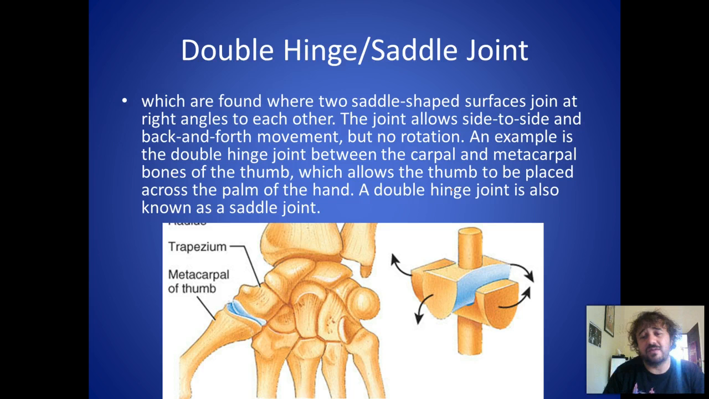The double hinge or the saddle joint, you can see how it looks like a saddle there, and the inverse of that sitting on top of each other. So they're at right angles. This gives you side to side and back and forth, no rotation. This is your thumb. A lot of people don't really realise that their thumb is this double hinge or saddle joint.